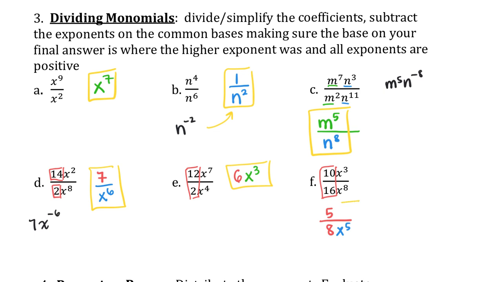Okay, I'll do it the other way for people who are used to the other way. I would still have to simplify it to 5/8. If I do top minus bottom, 3 minus 8 is negative 5. And then when I rewrite it, it turns into this answer anyways.